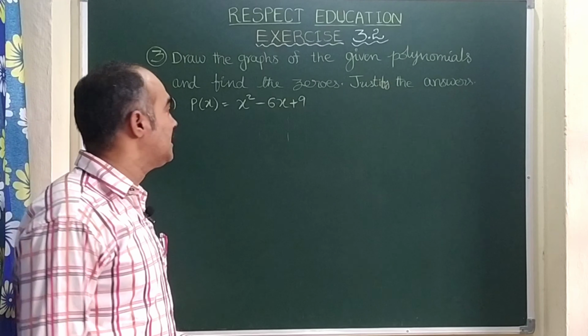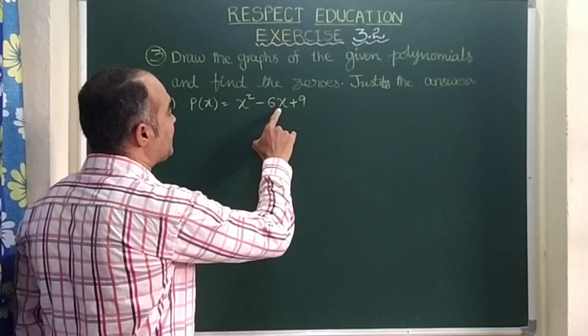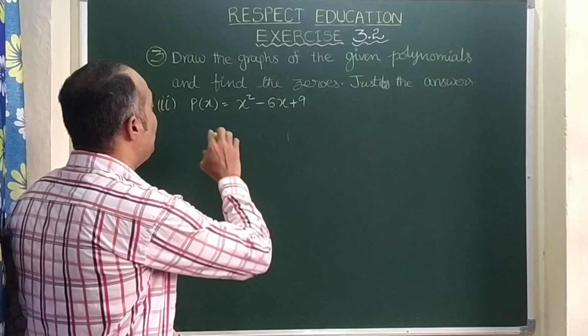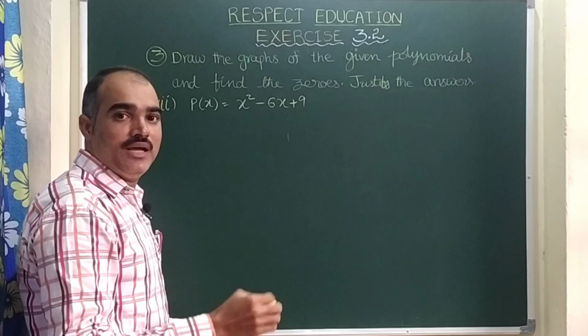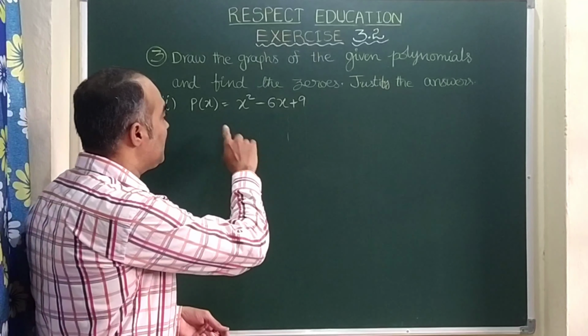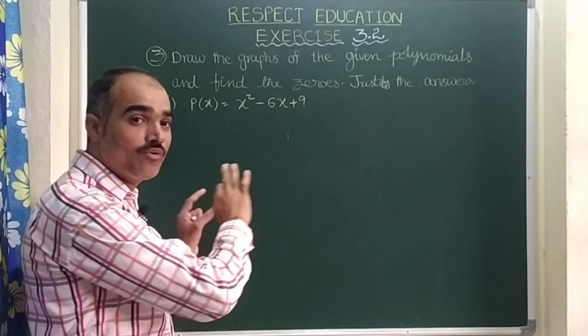Now let us see the next bit, that is the second bit. P of x equals x squared minus 6x plus 9. Here, before selecting the values, let us check a small number to see whether we get the answer 0 or not. Let us test before taking more values.